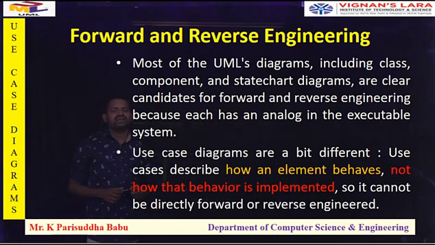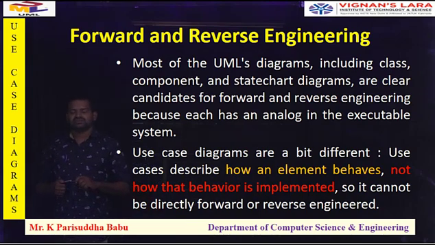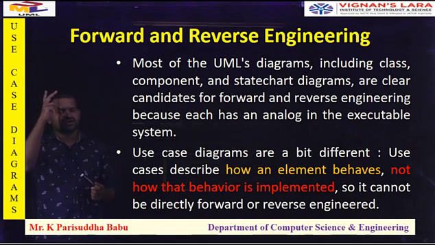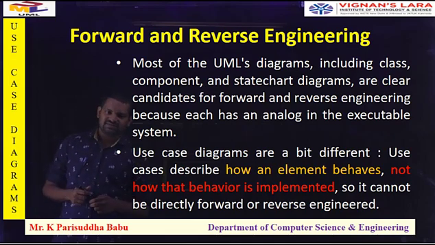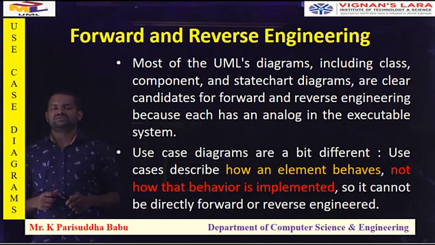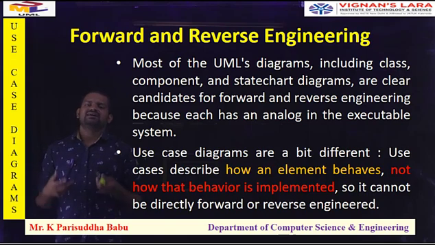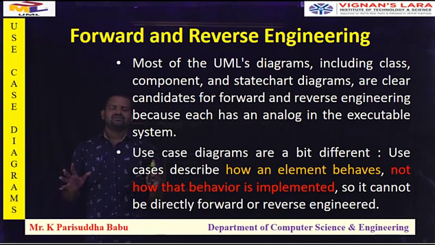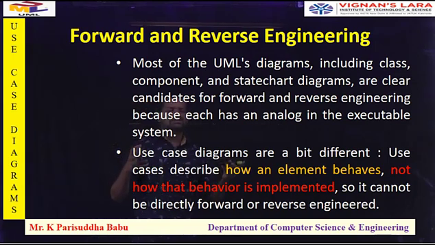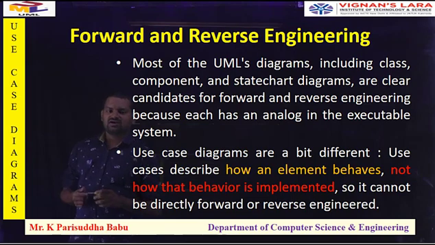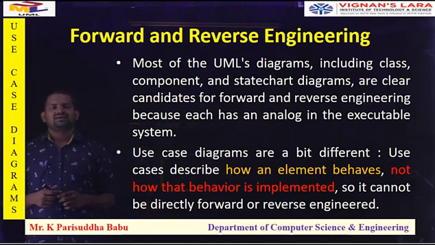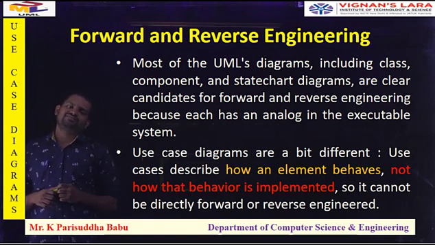Next, forward and reverse engineering. The next one after terms and concepts and creating use cases and actors is forward and reverse engineering. Most of the UML diagrams, including class diagram, component diagram and state chart diagram, are clear: forward engineering and reverse engineering apply to analog and executable systems. Here use case diagrams are different. How are use case diagrams different?